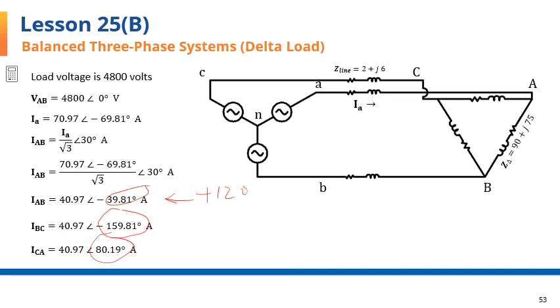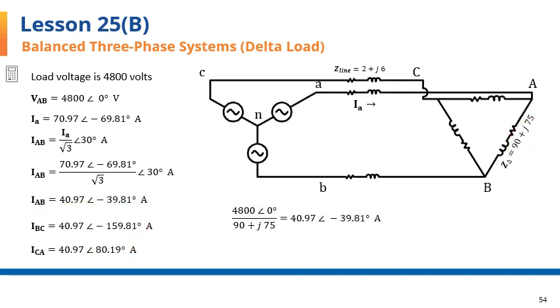Just as a check on the value of IAB that we found, I'm going to divide the voltage across this impedance by the impedance, to make sure that we get the same answer as a check. And here it is. So I have 4800 with 0 over 90 plus J75. And that comes to exactly the same answer that we found here. 40.97 amps with negative 39.81 degrees.